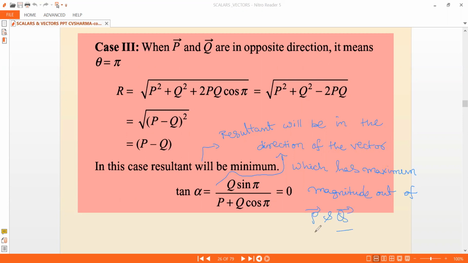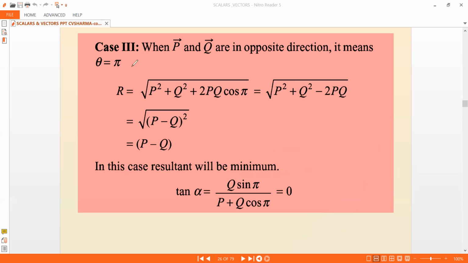If Q bar has maximum magnitude compared to that of P bar, you will get the resultant in the direction of Q bar. If the magnitude of P bar is more than that of Q bar, then the resultant is more towards P bar. So it's that way. I hope you got this idea. Now let us move on further.